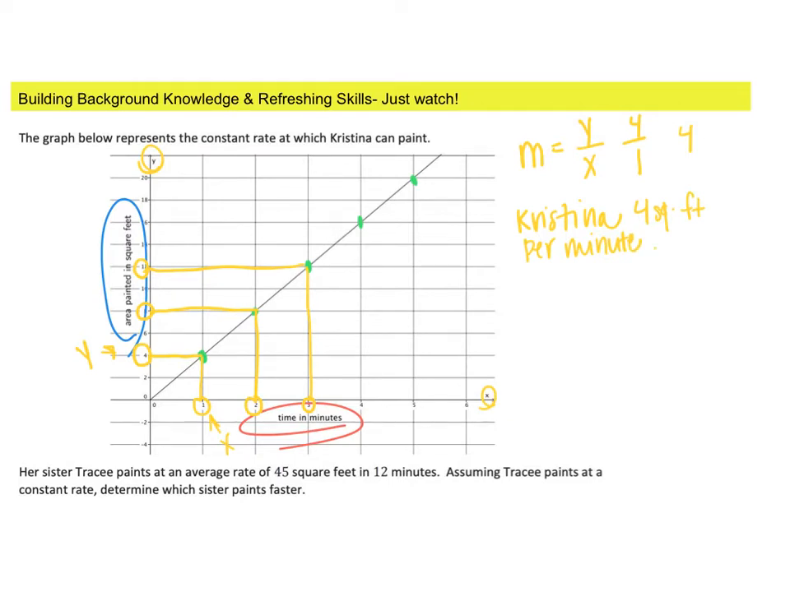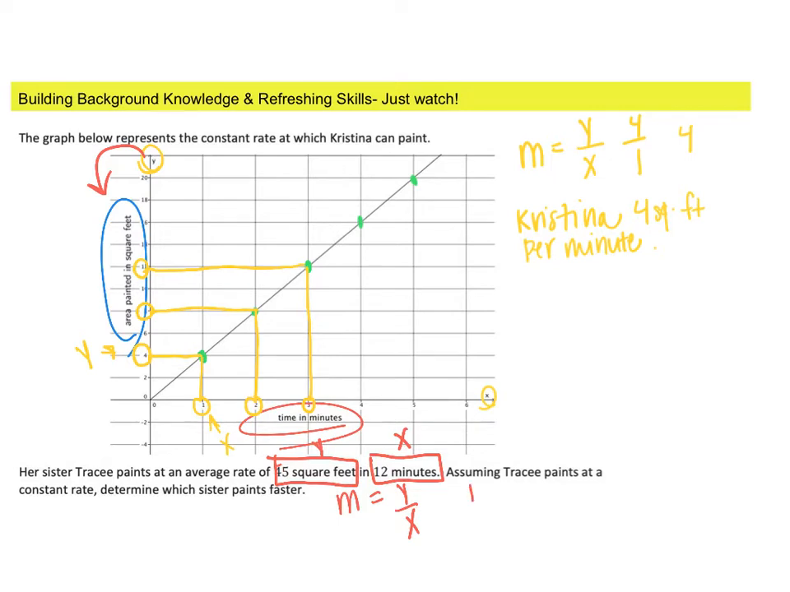And I want to see about her sister and see if she paints faster. So it says her sister Tracy paints an average of 45 square feet in 12 minutes. Assuming she paints at a constant rate, which paints faster? So she has 45 square feet in 12 minutes. So I'm going to be doing y divided by x as well. But I need to figure out what's the y and what's the x. Well, what was the y on the graph? Square feet. So this is my y value. And then our minutes is our x value. Remember, time is always independent, so time is always our x value.